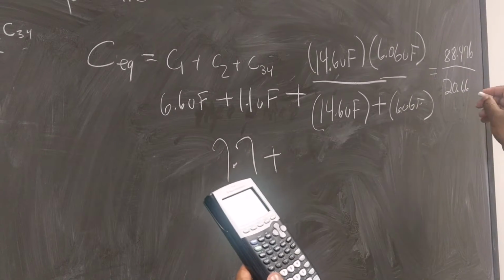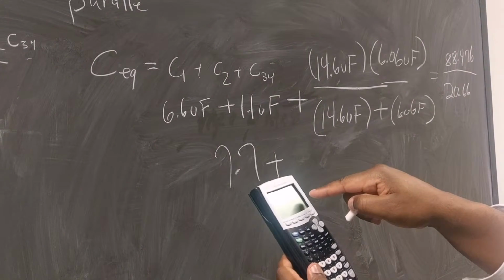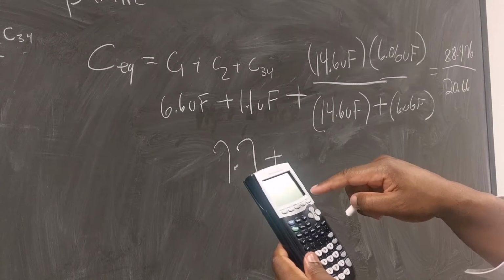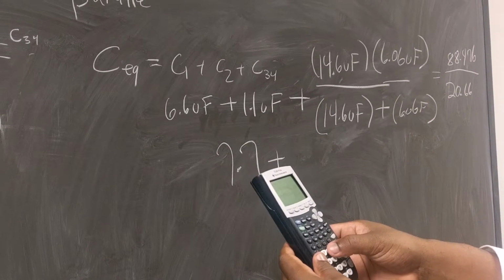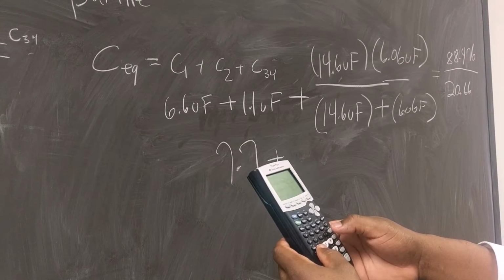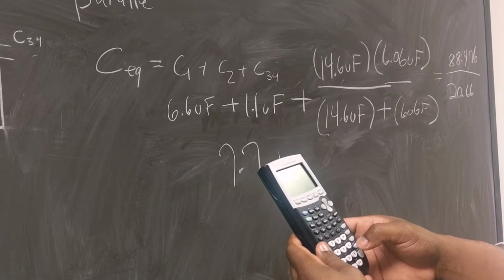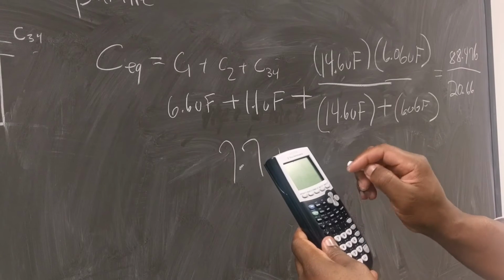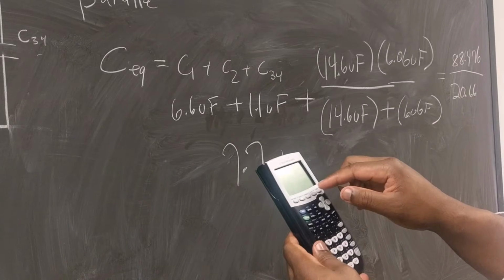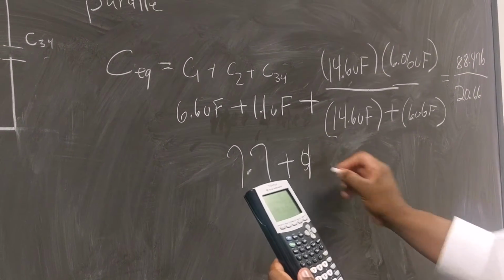So I'm going to divide 88.476 by the bottom of 20.66. So I'm going to go ahead and solve it now through the calculation. Divided by 20.66, and I get 4.2824, or 4.2825.